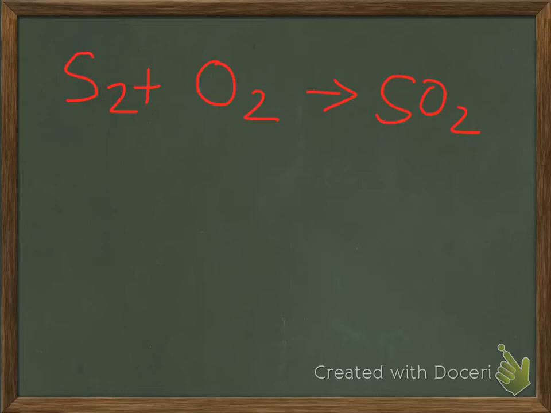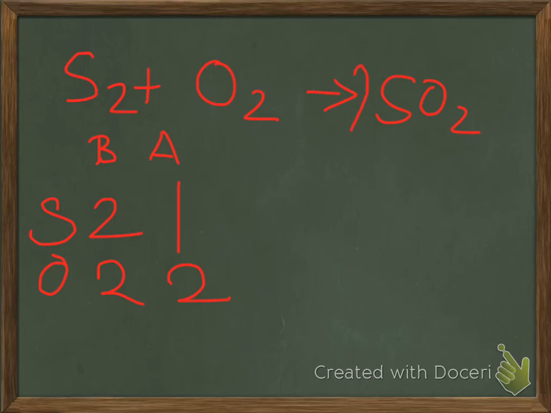Our final home task problem is this: S2 plus O2 gives SO2. Now how can we do it? Now do before, after, sulfur and oxygen. Sulfur on before we have 2 and on the after we have 1. But oxygen is balanced, 2, 2. So now how can we balance the sulfur?